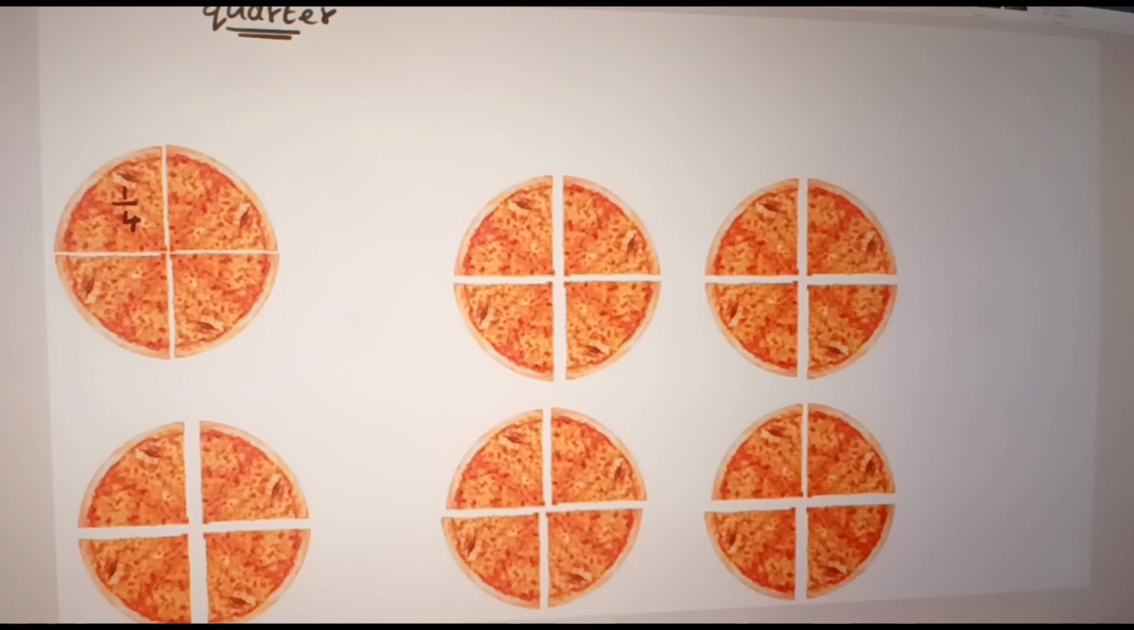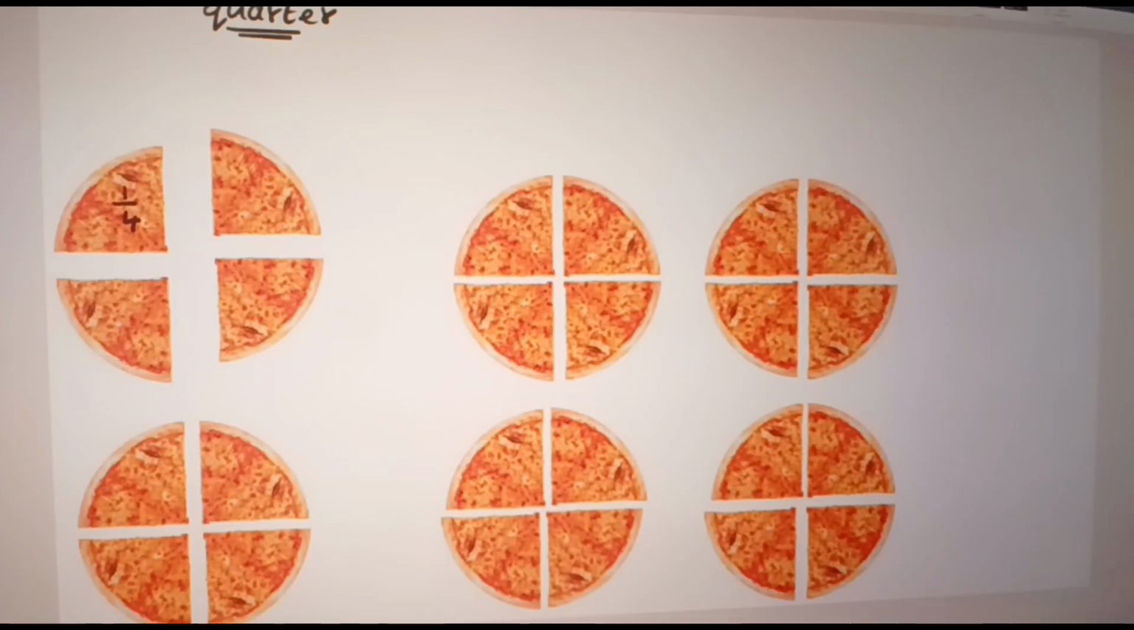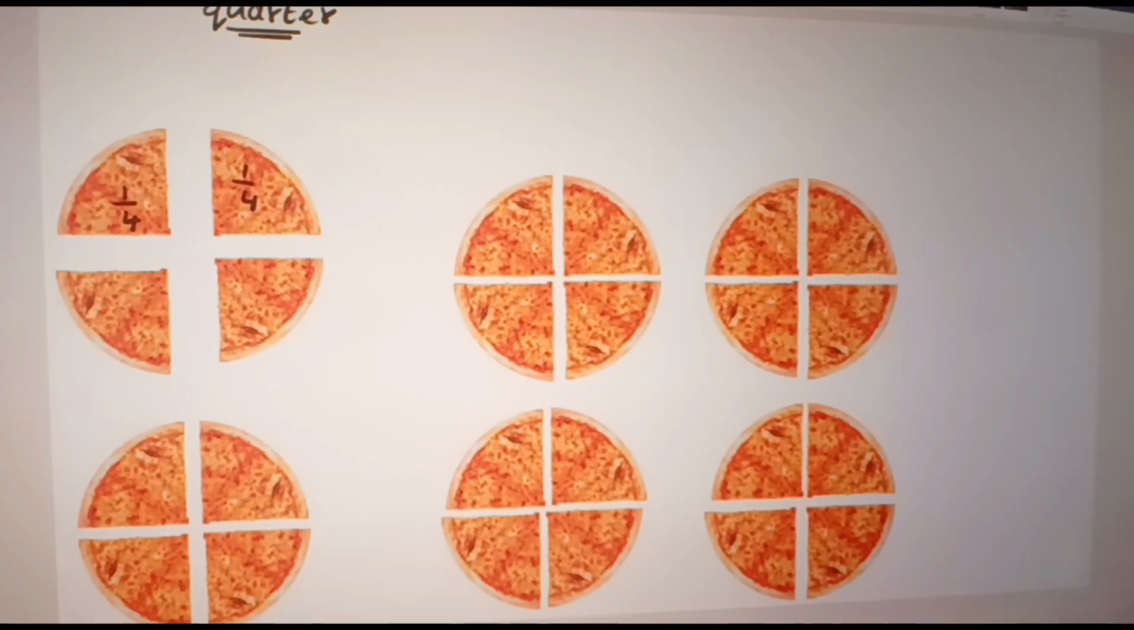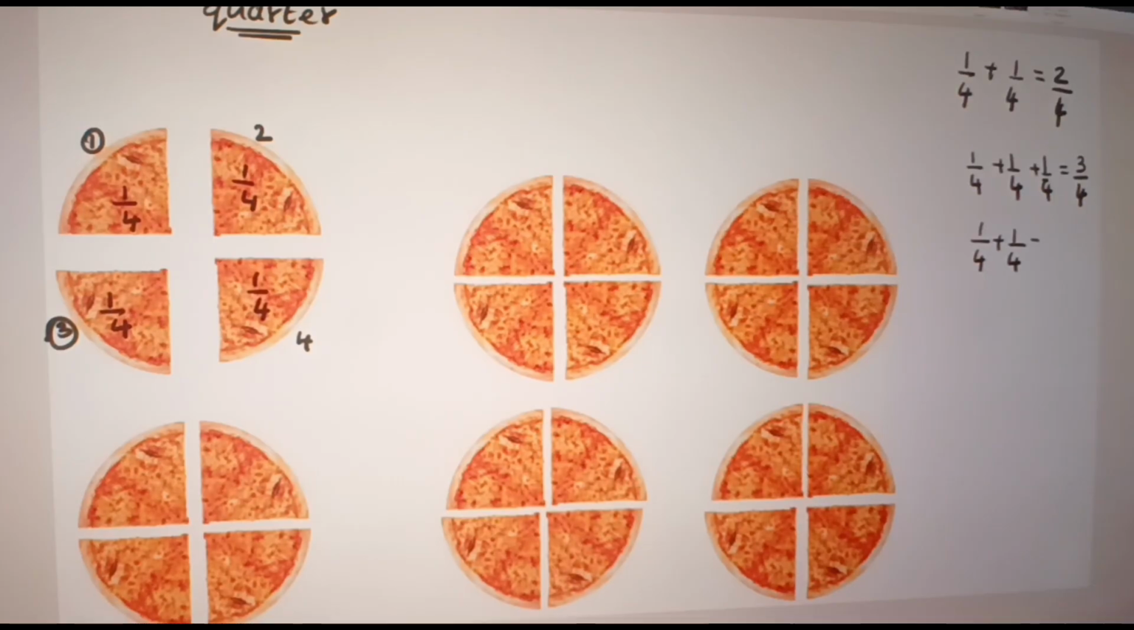So this is 1 over 4, and this is 1 over 4, so 2/4. So 1 over 4, 1 over 4, so this is 1, this is 2. Another 1/4 gives you 3/4, 1/4 plus 1/4 plus 1/4. Now if you add one more 1/4, how many 1/4s are there? 4 1/4s are there. 4 1/4s give you 4 over 4, that is 1 whole.